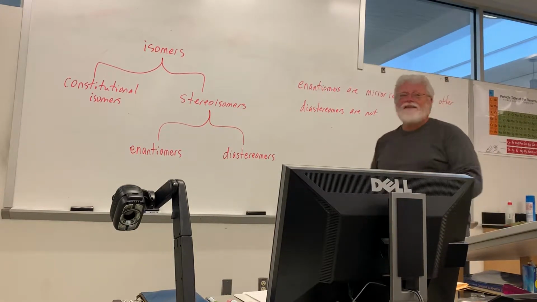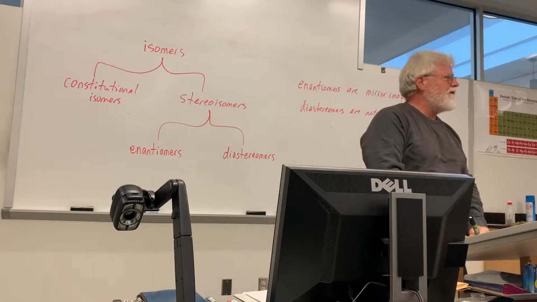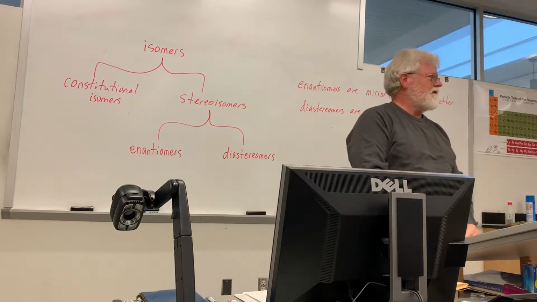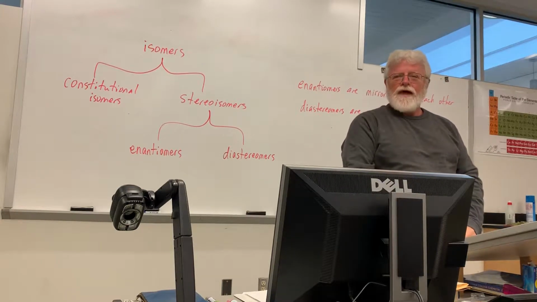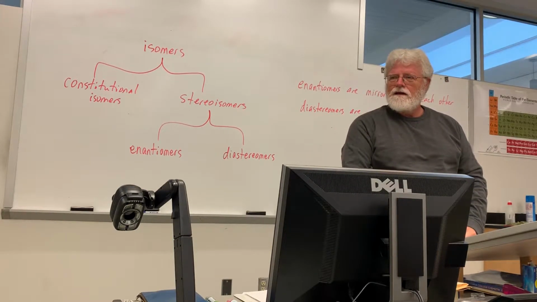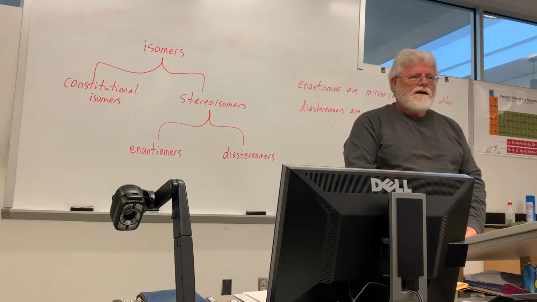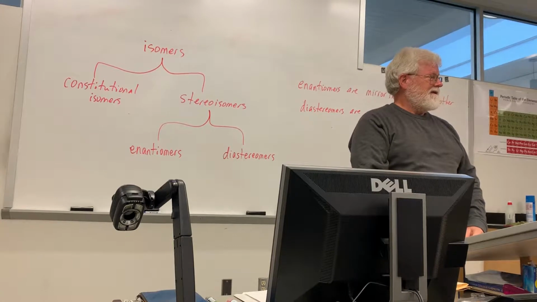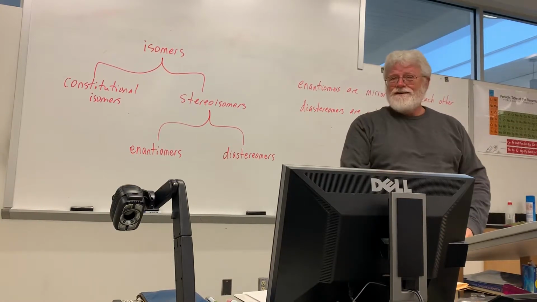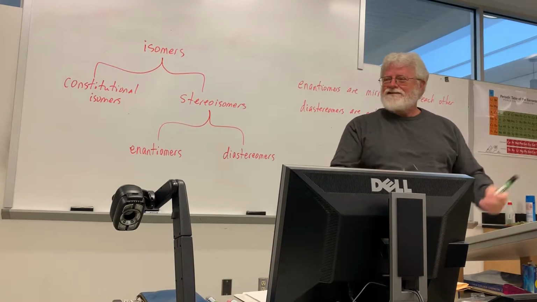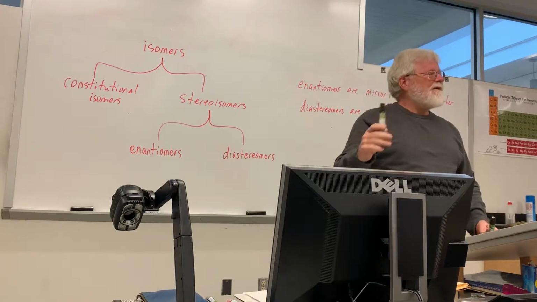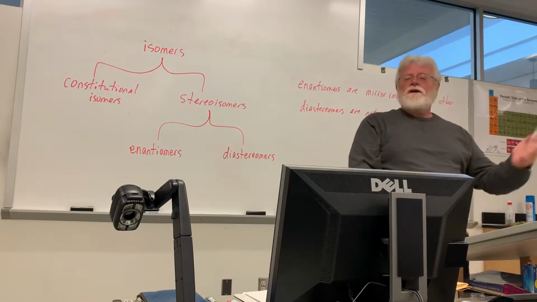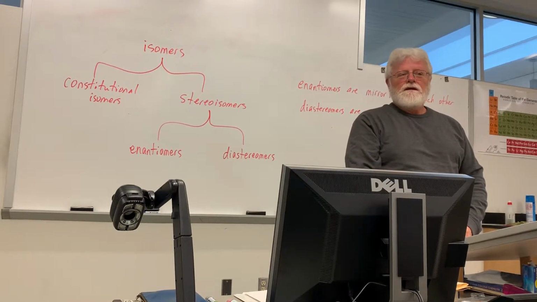And don't go saying that enantiomers are molecules that have mirror images. What's wrong with that statement? Maybe the same molecule. Everything has a mirror image. So the mere fact that you have a mirror image, that's not enantiomerism. That mirror image is different from the object that made it.